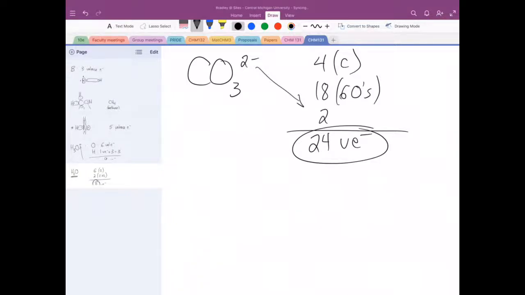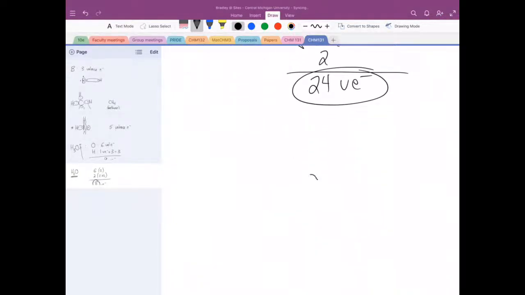And so let's draw the structure. So carbon, and then let's draw the 3 oxygens. So 6, 7, 8, 9, 10, 11, 12, 13, 14, 15, 16, 17, 18, 19, 20, 21, 22, 23, 24. So what's wrong with the structure? Carbon doesn't have an octet. So let's do a double bond. And so let's get rid of these ones and move it there.